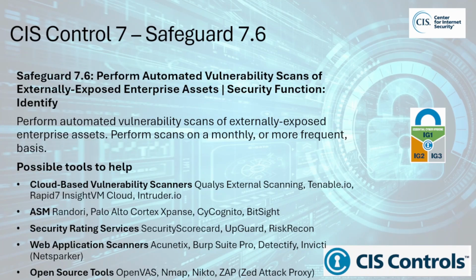Safeguard 7.6: Perform automated vulnerability scans of externally exposed enterprise assets. This comes under the Identify security function and is within Implementation Group 2. The safeguard requires organizations to automate regular vulnerability scans on all externally facing assets, such as public websites, VPN gateways, email servers, and any internet accessible services. These scans mimic how external attackers view your systems, helping identify weaknesses before they are exploited.